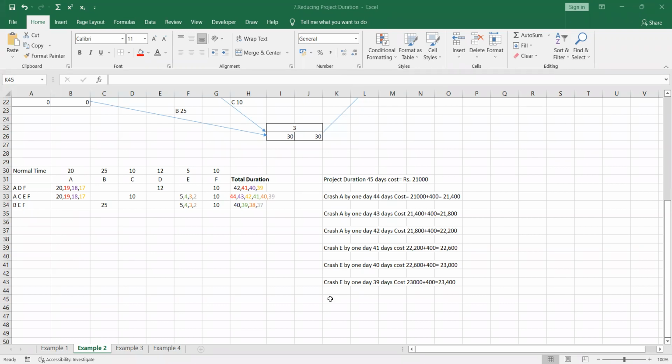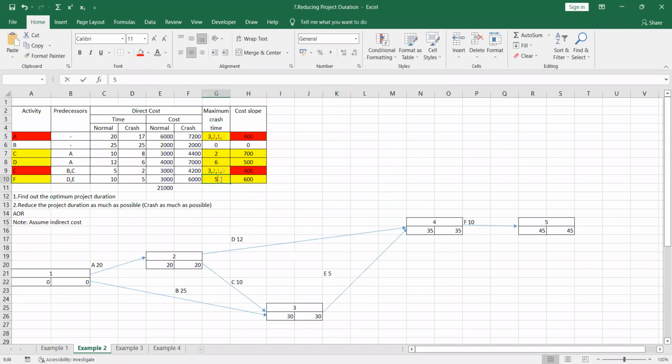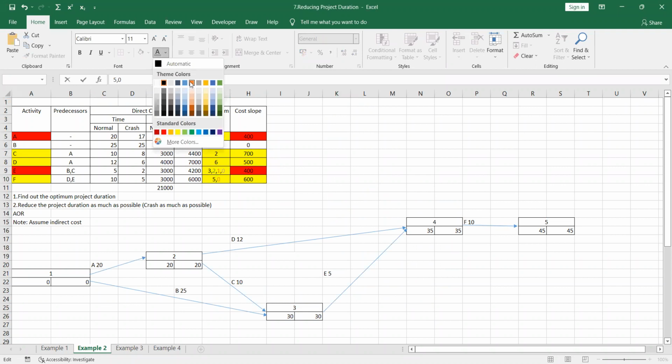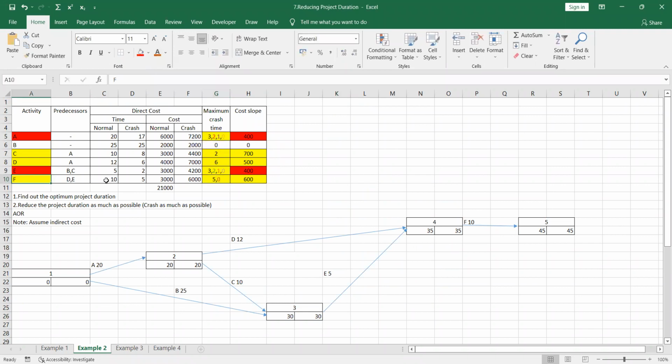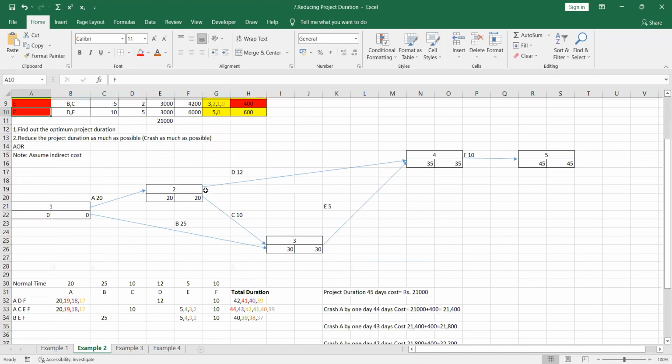Right. So crash F by 5 days. So crash F by 5 days. That means it should be 0 here. Right? We are crashing F activity by 5 days. I cannot use colors, so I have used all these colors. So F activity is now, we have to cut. We are crashing F activity by 5 days, right?